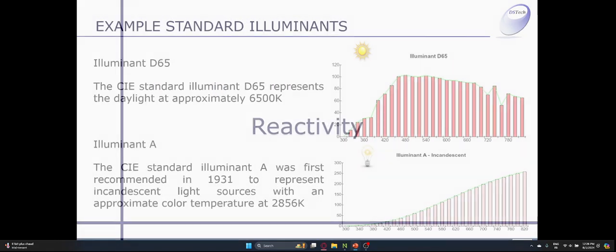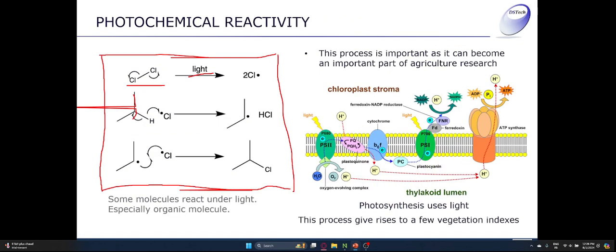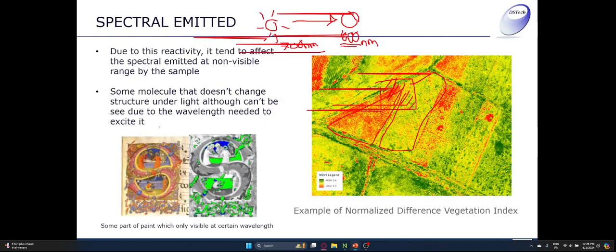Let me go back to the slide again. Here, this one. So in fact, this is what I mean. Some molecular structures don't change under the light and can't be seen as well, due to the wavelength needed to excite them. This is about the reactivity of a molecule.